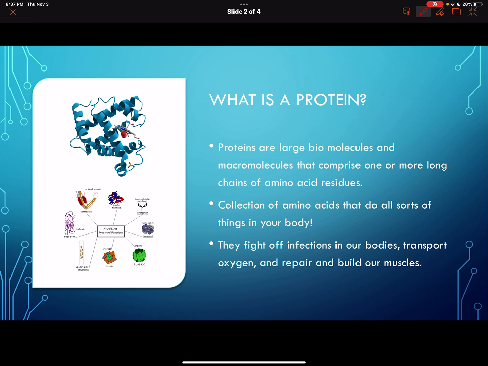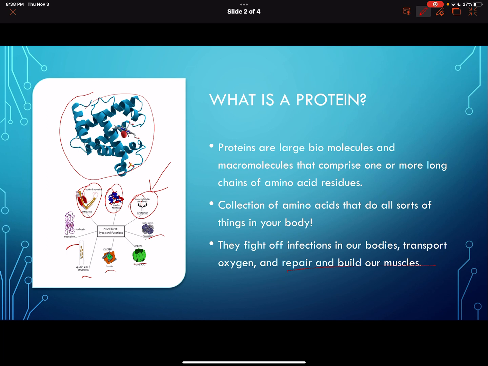As you can see over here on the left, the top picture is the structure of what protein looks like, and a chart at the bottom that shows the types and functions that protein do in our body. This one shows the repair and build of our muscles, as I mentioned over here. It has insulin, hormonal, immunoglobulin, which are antibodies that are used for protection in our bodies, and it does so many other things in our bodies. Proteins are an essential thing that we need in our body. It's our basic building block.